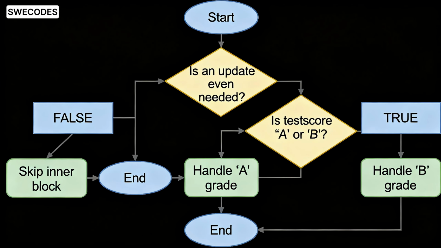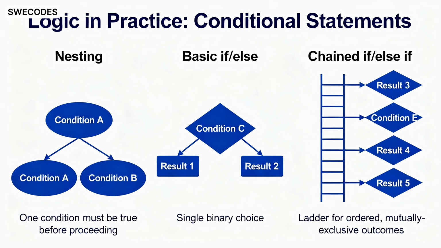Is update_needed true? If the answer is false, the program skips that entire inner block. It doesn't care what the test score is. The logic inside is never even considered. Only if the gatekeeper condition is true does the program enter the nested logic, and then run the second if/else check to determine if the grade is A or B. You use nesting when one condition must be true before you can even ask the next set of questions.